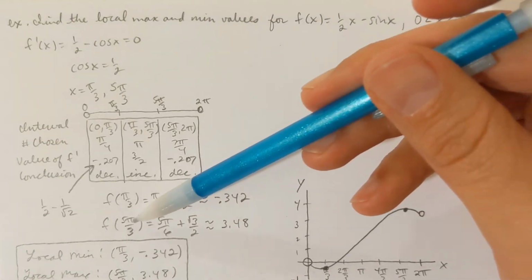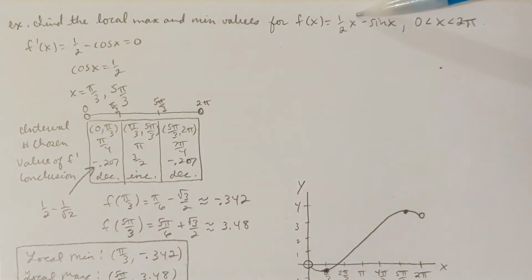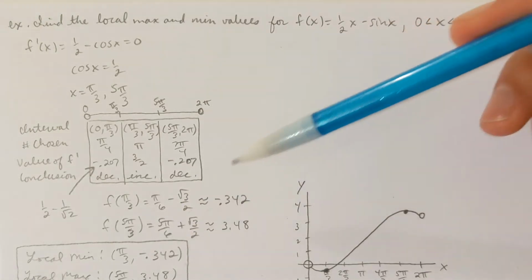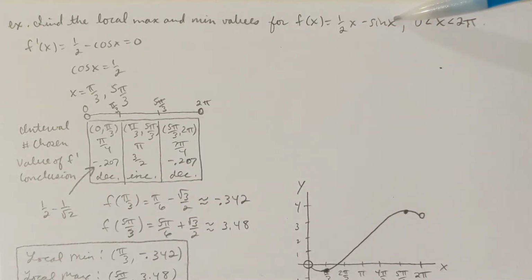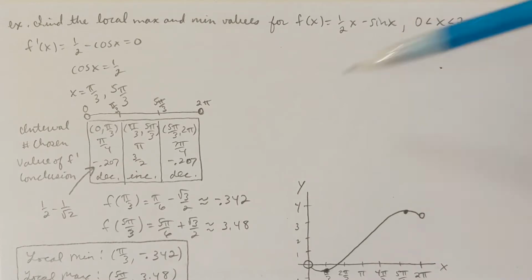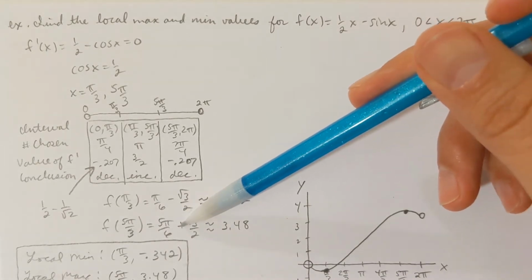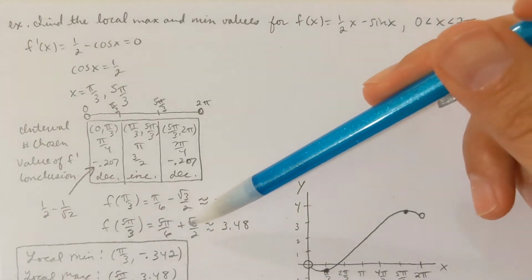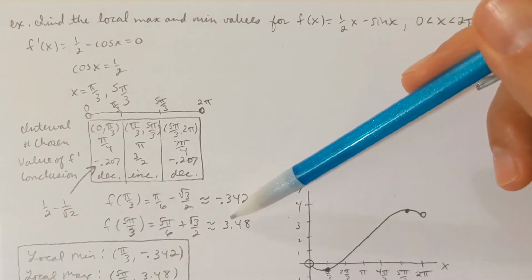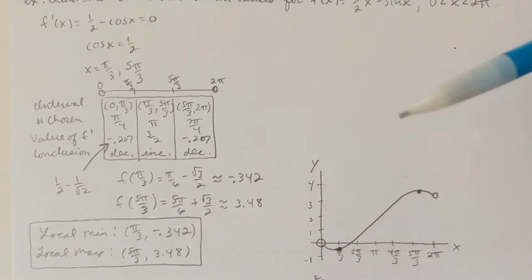If I plug in 5 pi over 3, 1/2 times 5 pi over 3 would be 5 pi over 6, minus sine of 5 pi over 3. Well, sine of pi over 3 is root 3 over 2. If you flip that triangle into quadrant 4, the opposite side would be negative, so sine of 5 pi over 3 would be negative root 3 over 2. 5 pi over 6 minus a negative means you're adding root 3 over 2, and in decimal form I was getting roughly 3.48 to the nearest 2 digits.